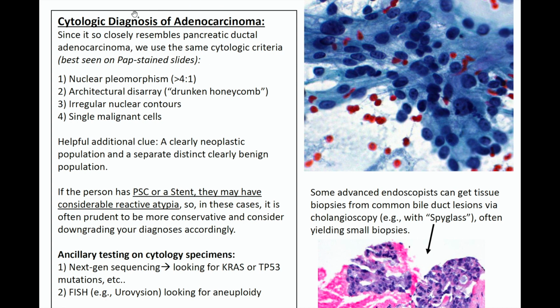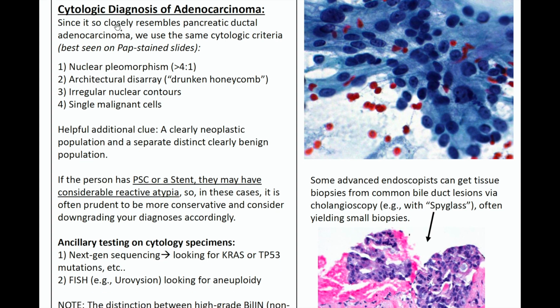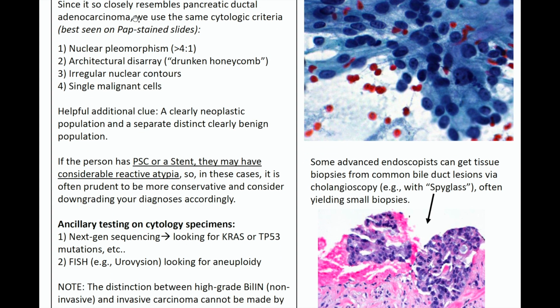Moving on, we'll talk a little bit about the cytological diagnosis of adenocarcinoma, and then we'll look at the images. Since it so closely resembles pancreatic ductal adenocarcinoma, we use the same cytological criteria, which is best seen on Pap stain slides. So you want to see that 4:1 nuclear pleomorphism, that architectural disarray or drunken honeycomb, irregular nuclear contours, and single malignant cells.